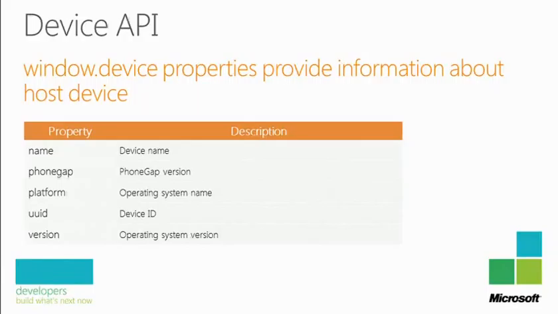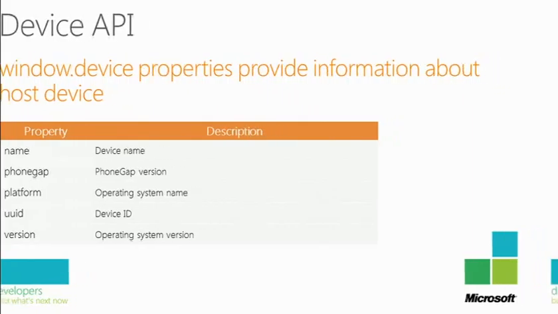Another API set that PhoneGap gives you is the device API. Now, virtually every mobile operating system has its own platform-specific API for getting information about the device you're running on, about its unique ID, about what operating system it's running, what version of the operating system it's running, etc. But we need a way to get at that kind of information in a cross-platform app as well. And HTML5, of course, doesn't have that API. PhoneGap does.